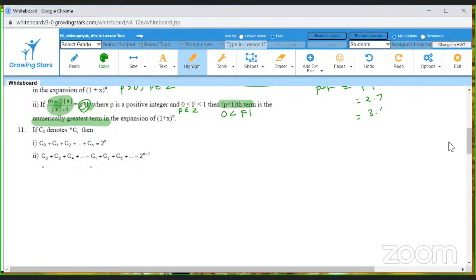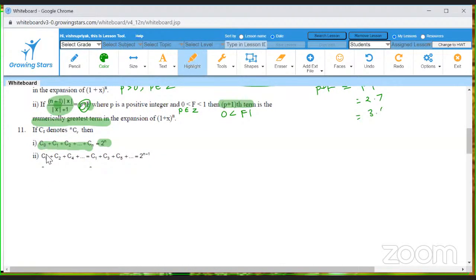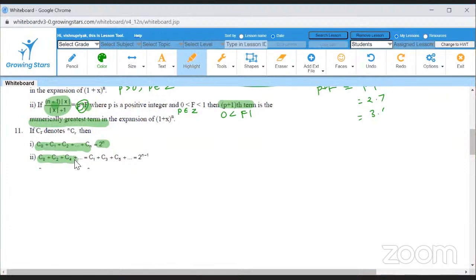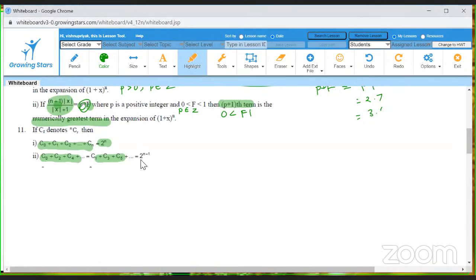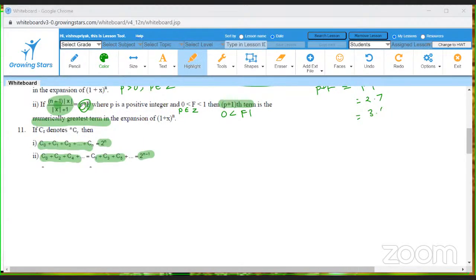Then there are some formulas which you have to learn by heart. C0 + C1 + C2 + ... + Cn is 2 to the power n. C0 + C2 + C4 + ... or C1 + C3 + C5 + ... will be equal to 2 to the power n minus 1. Okay, next set of formulas then.